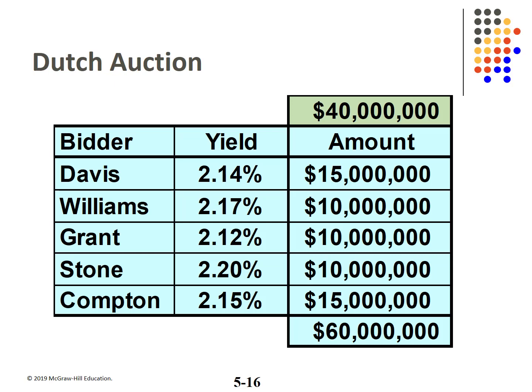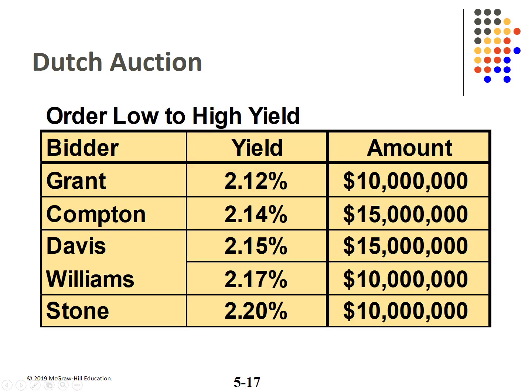To begin the auction, the Fed announces the dollar amount of T-bills being offered. In this example, the amount is $40 million. The 5 competitive bidders bid an amount in dollars and a yield. Note that a lower yield is a higher bid, sort of backwards from what you'd think in a regular auction. The bidders are sorted high bid to low bid. Remember, the high bid is the lowest yield.